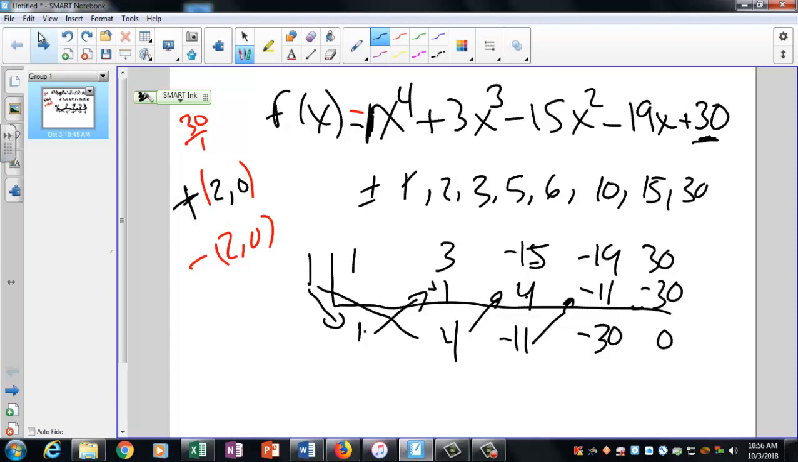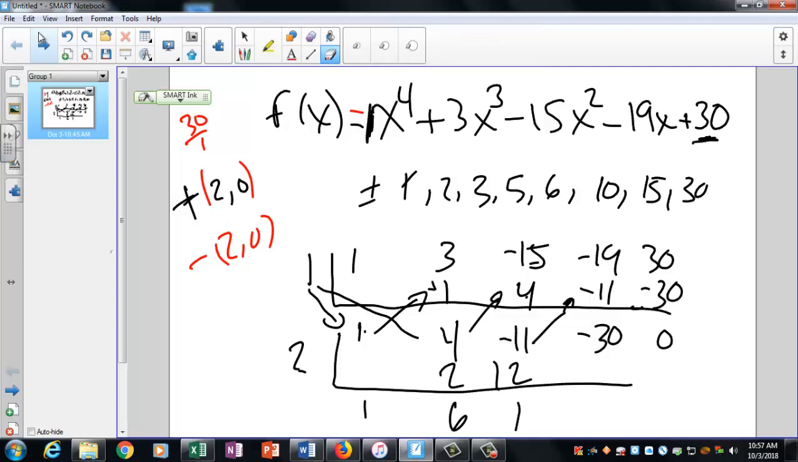So now you take this line and you try another number. So let's try 2. We'll see if 2 works. 2 times 1 is 2. This is 6. This is 12. This is 1. That ain't going to work. Do we agree? Because you got to get to 30, and that ain't going to happen. Does that make sense?